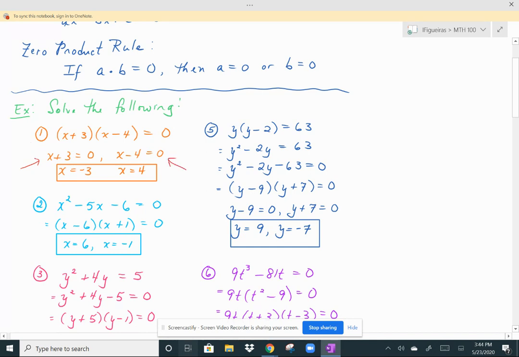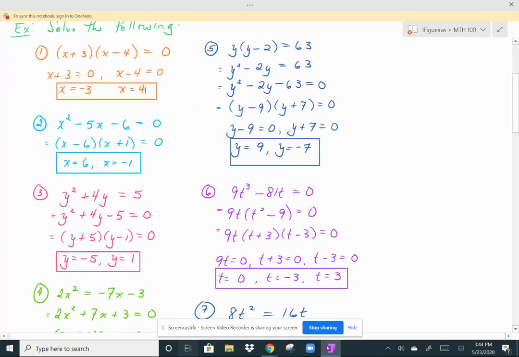Those factors are linear equations, so all you have to do is move the constant over to the other side by doing the opposite operation. Here you subtract 3, you get that x is negative 3. Here you add 4, and you get that x is 4. So there are two solutions to this equation, x equal to negative 3 and x equal to 4. It is often the case that with quadratic equations, you will get two solutions.